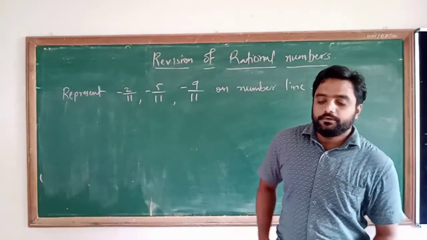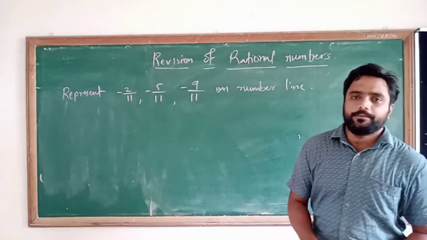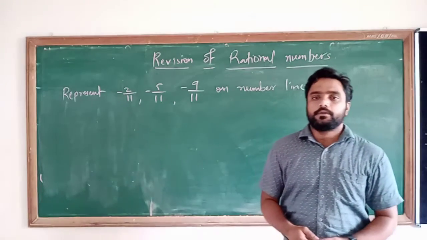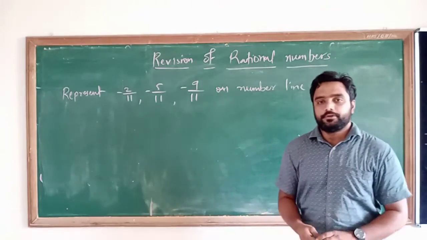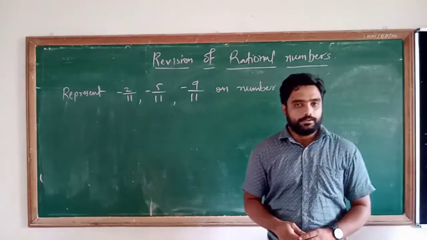Now, as we already discussed the revision of the first chapter and all the topics we covered in it, today I will repeat the same thing which I explained in our previous lecture. That means how you can locate a rational number on a number line.